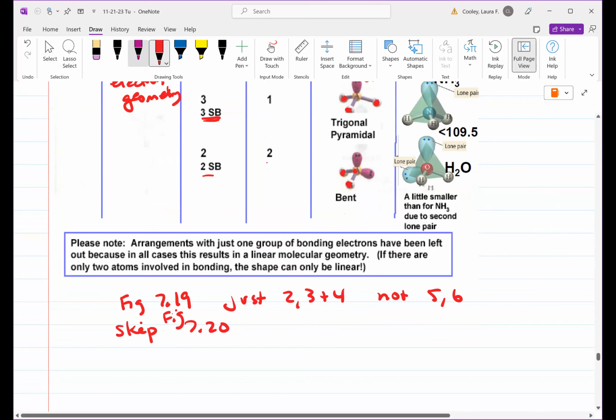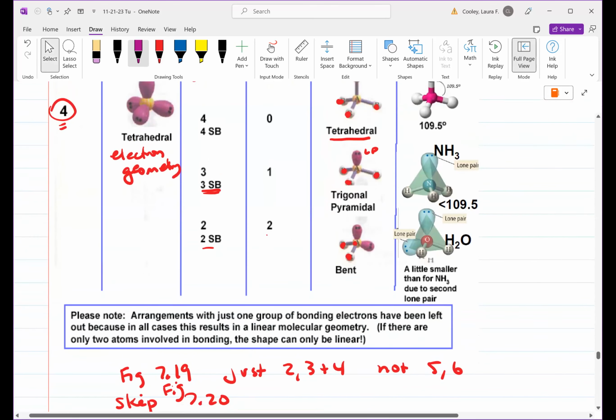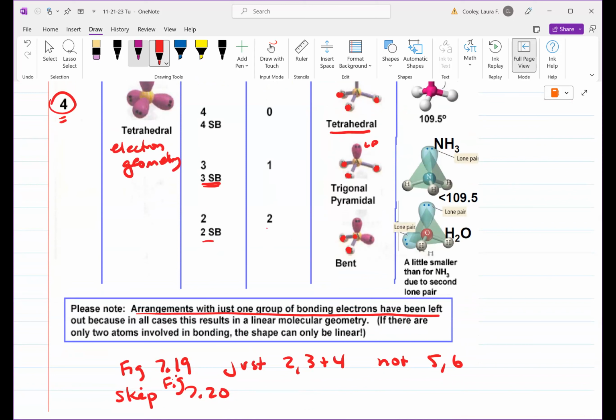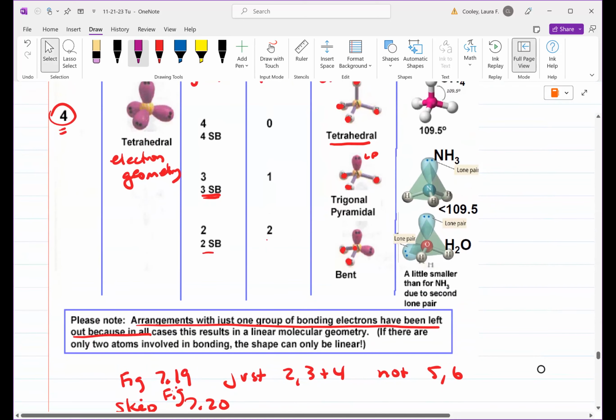The hardest one we do is the tetrahedral case, where we have 4 different arrangements. I didn't put in the linear one with just HCl. Notice arrangements with just 1 group of bonding electrons have been left out because when you have 2 atoms, it has to be linear. So we have these three different things here: bent, trigonal pyramidal, and tetrahedral.